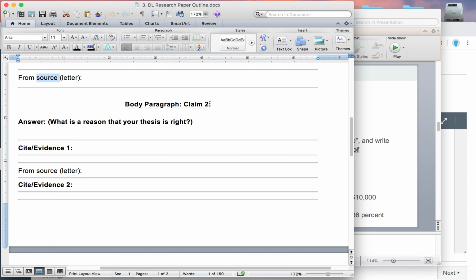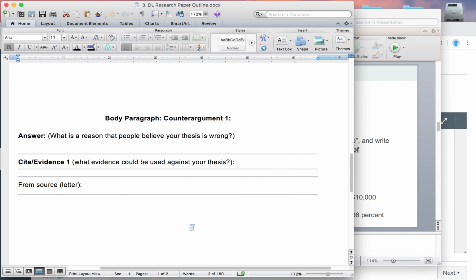You do the same thing with a second reason that your thesis is right. What was one piece of evidence that that's true? Tell me what the source was. What's another piece of evidence that the source was true? So just like all the other essays we've written.